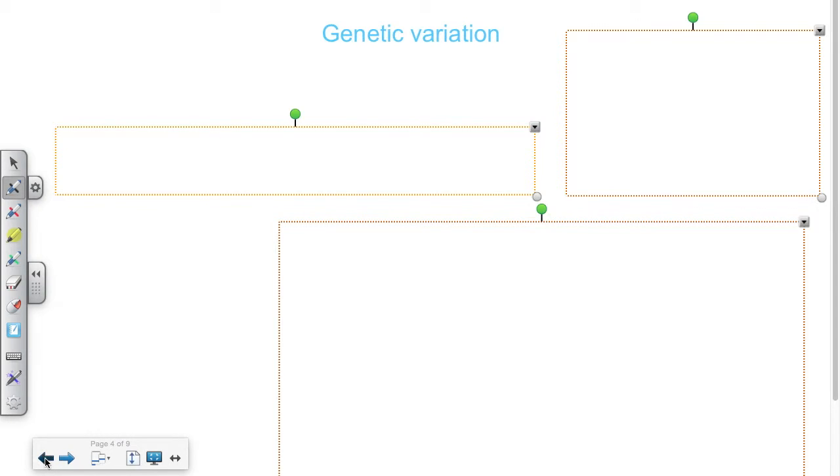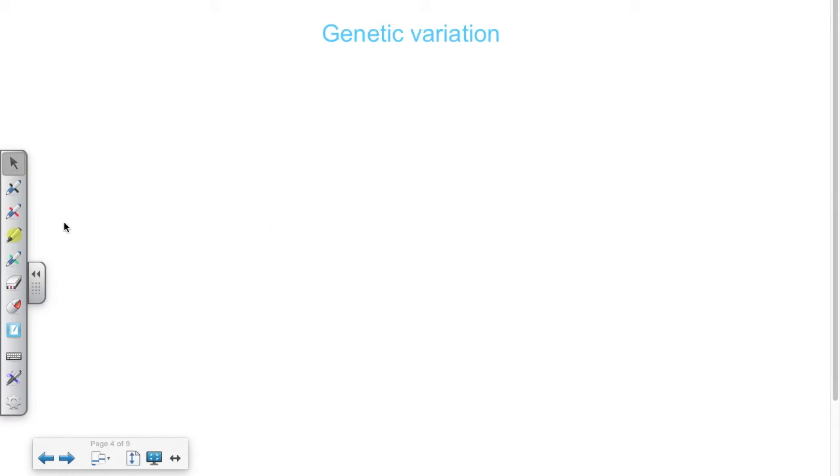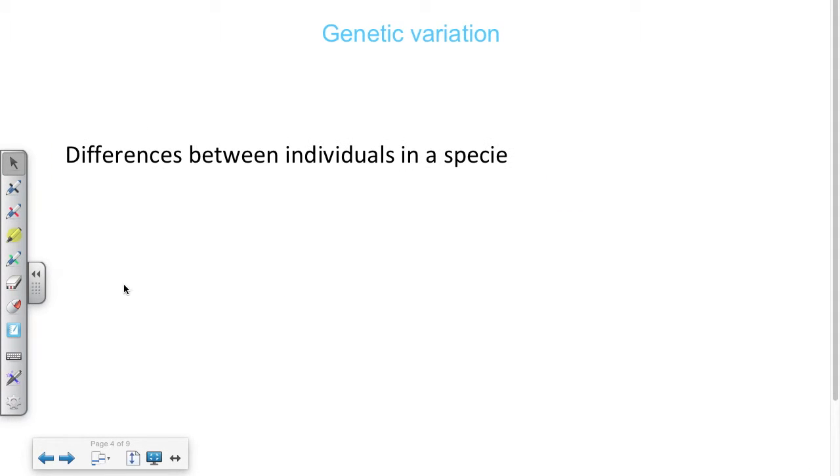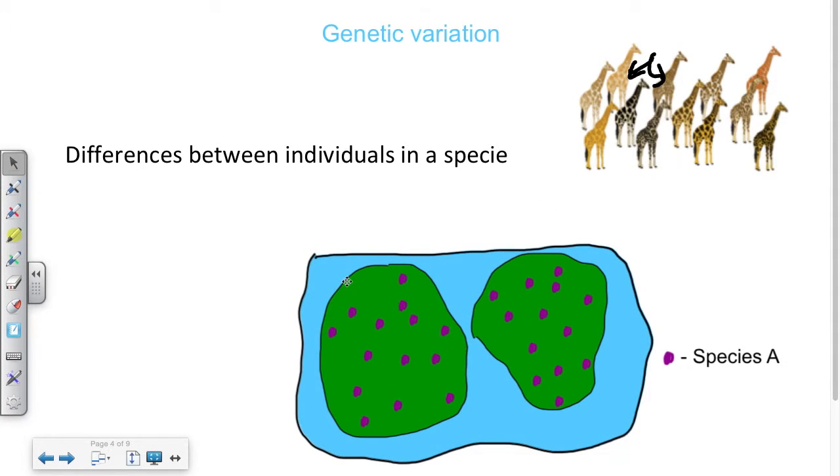There's one thing to remember. In species A, there is genetic variation. And by genetic variation, we mean small differences between individuals in a species. These are genetic differences between individuals in a species. So, if you look at this example of giraffes, we can see that the genetic differences between these giraffes are the different skin colors. Okay, and similarly, our example of species A also has these genetic differences.